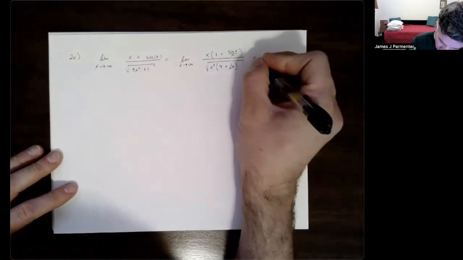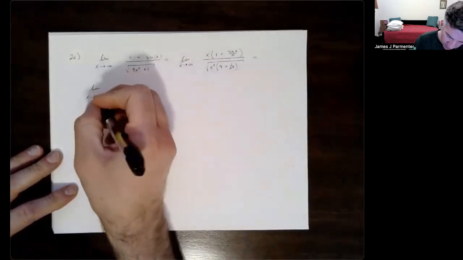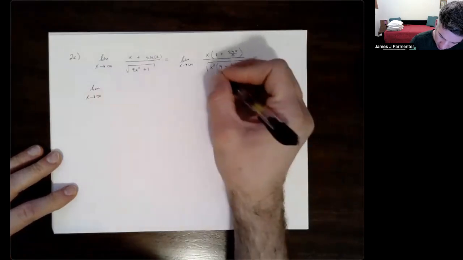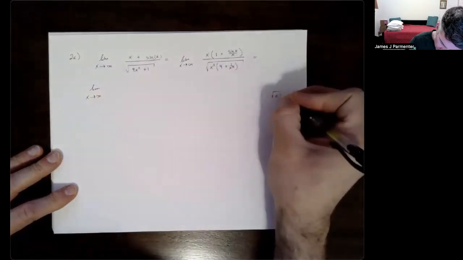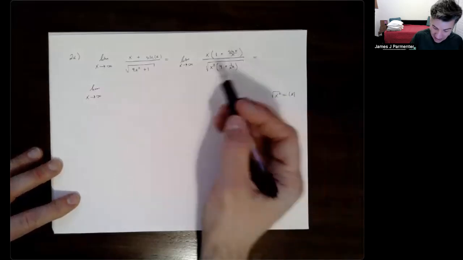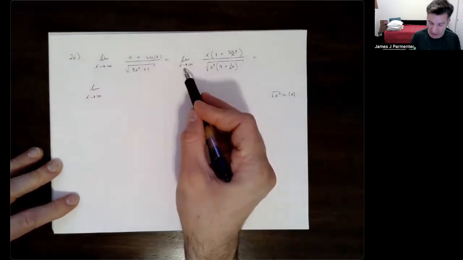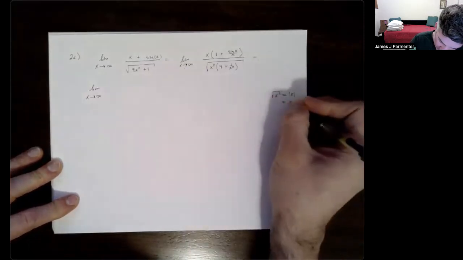So this is going to equal the limit as x goes to infinity of... I want to point out here that the square root of x squared is normally the absolute value of x, but here since x is going to positive infinity, you couldn't be any more positive than that, you just get to say the absolute value of x is x.